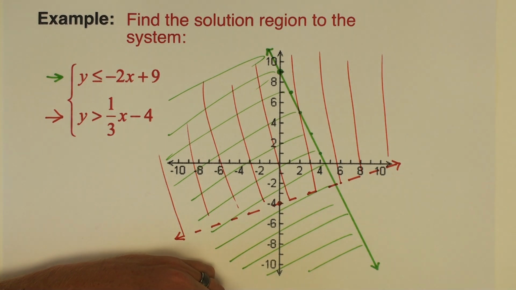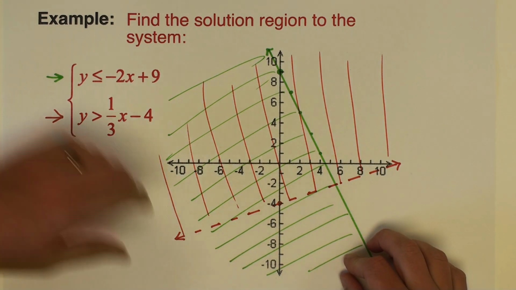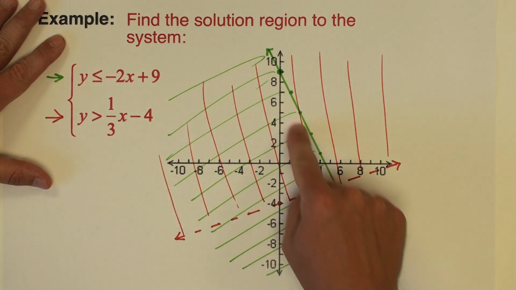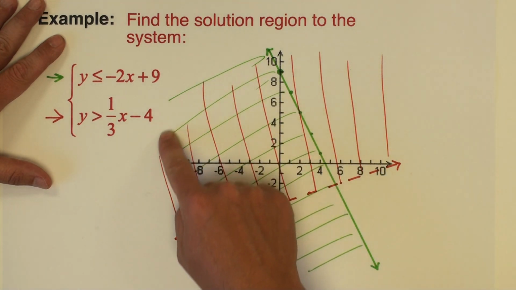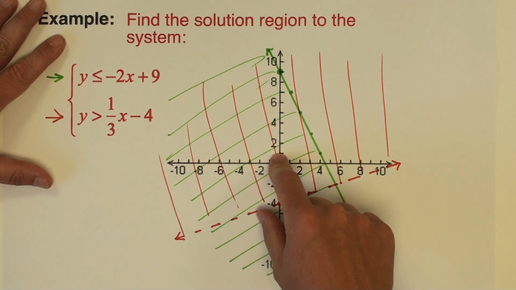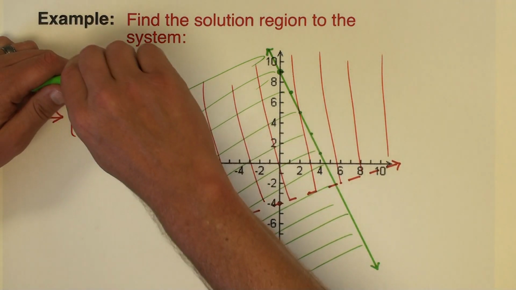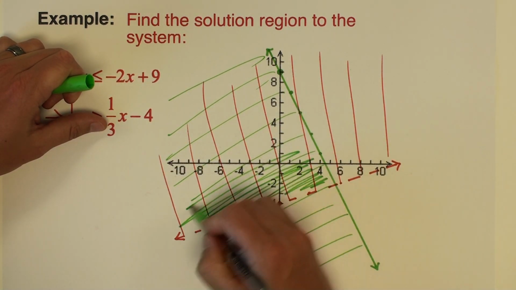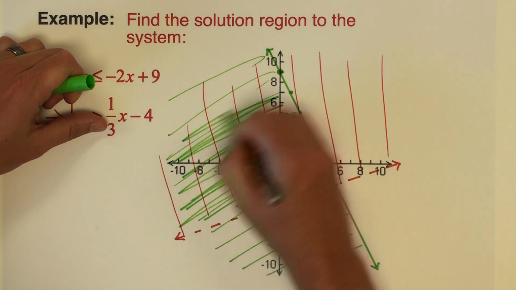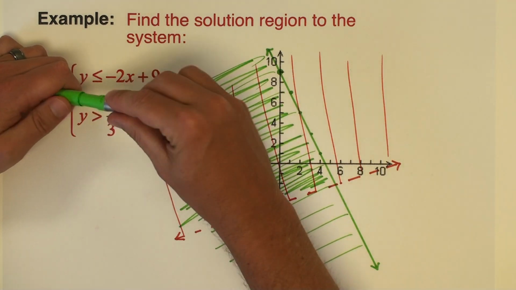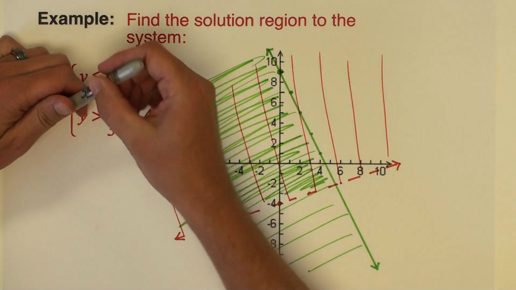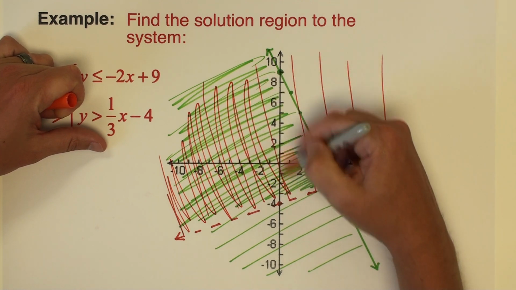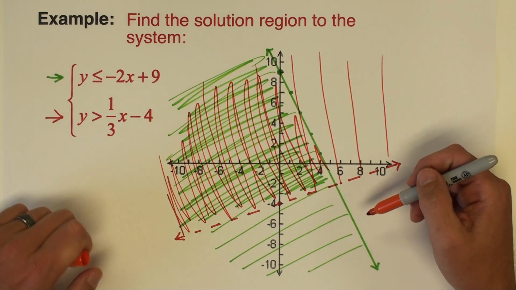All right, now if you look closely at this, you can see where the two shadings have overlapped. In this region right here, there is both shading from the green line and from the orange line. So I think it looks better to darken that in a little bit. Got this area here below that green line, and we've got this area here above this orange line. So that's our solution region.